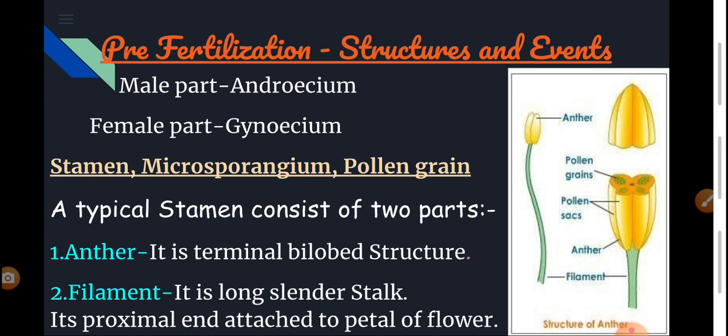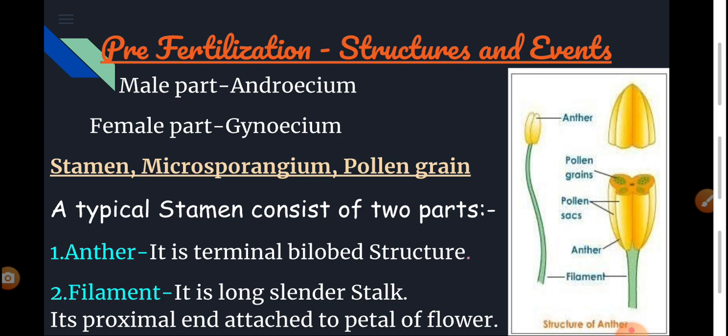As we have studied in the first chapter, sexual reproduction has three phases: pre-fertilization phase, fertilization phase and post-fertilization phase. Now we will discuss the pre-fertilization phase. In the pre-fertilization phase we will see the structure of the essential parts, androecium and gynoecium, and the events, what kind of changes take place.